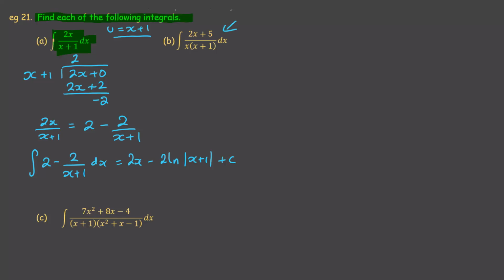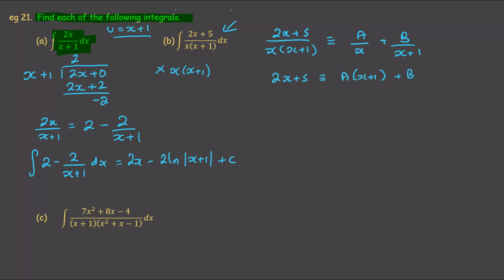Now for the next one, that's definitely a type 1 partial fraction. We've got 2x plus 5 over x times x plus 1, which we can express as a over x plus b over x plus 1. If we then go clear of fractions, remember that means multiplying right the way through by x times x plus 1, we get 2x plus 5 is identical to a times x plus 1 plus b times x.